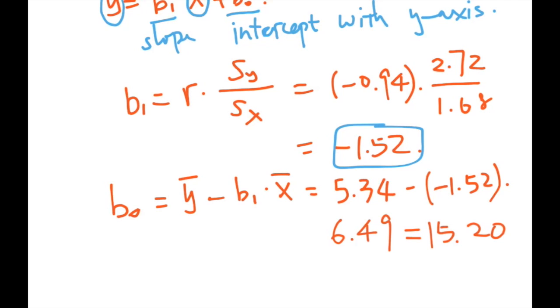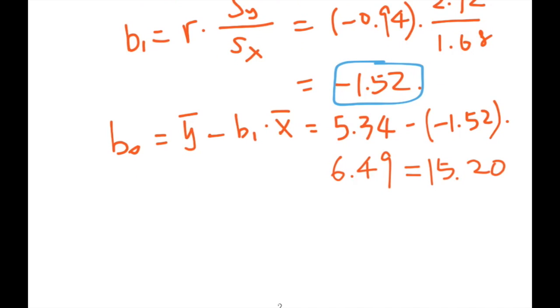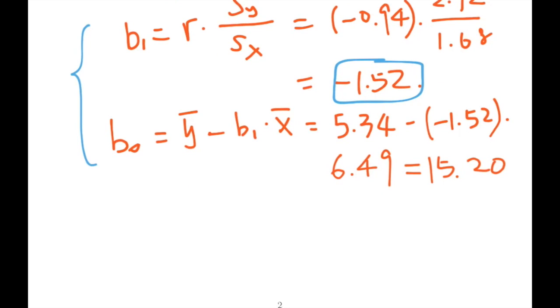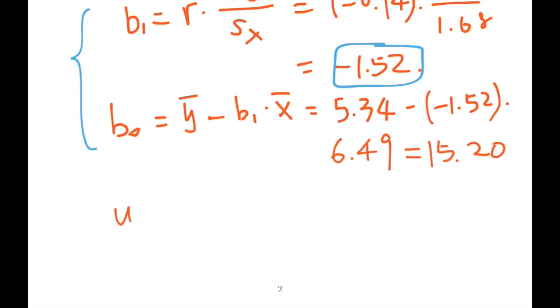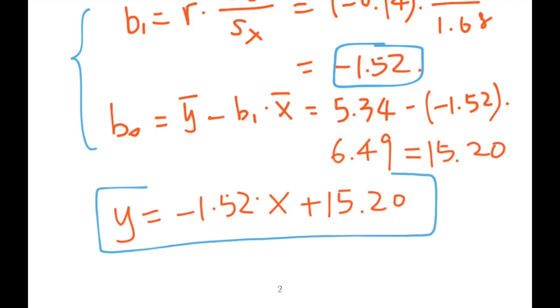And if we do the calculation by the calculator, we can find b0 is equal to 15.20. And finally, if we combine the results of b1 and b0 together, we know the regression line is given by y, that is the reaction time, equal to b1, that is negative 1.52 times x, that is the sleeping hours, plus b0, that is 15.20. So this is our result of the regression line in this study between the sleeping hours and the reaction time. Okay, so this is the second part.